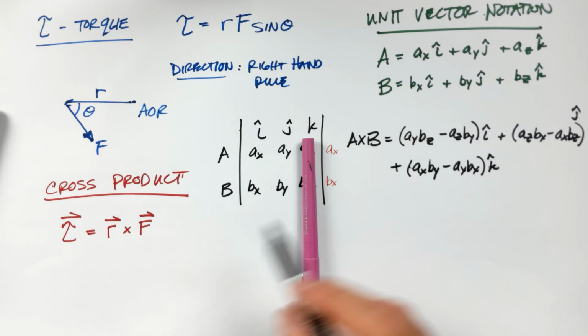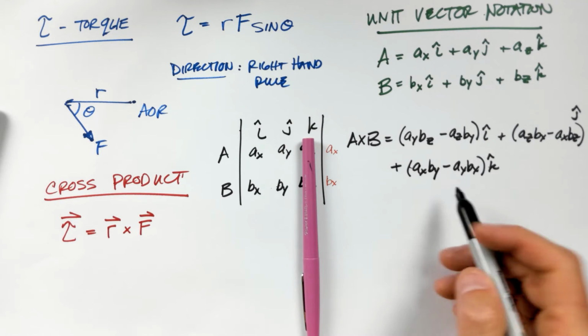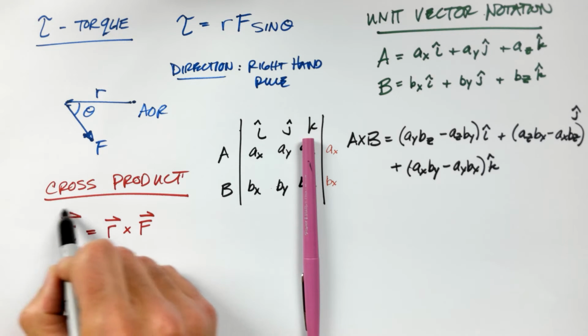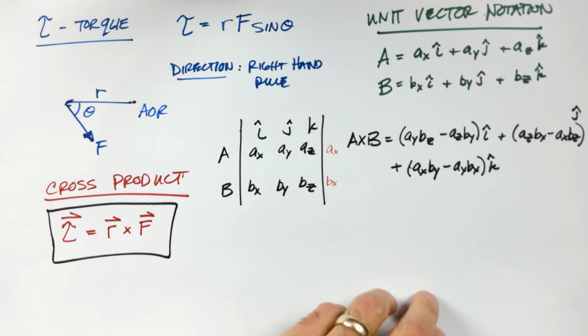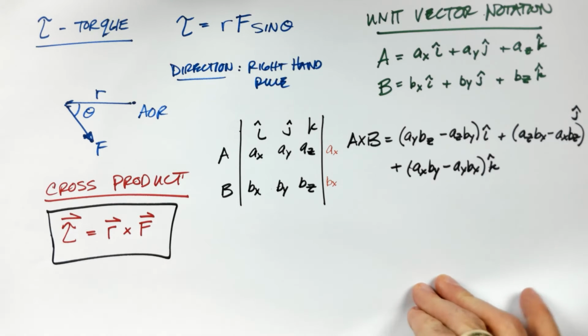And so this allows you to do it all in one shot using unit vector notation, and you can actually get a value that gives you, all in one shot, the magnitude and direction of the torque associated with a three-dimensional force on a three-dimensional vector. Okay, let's look at a problem example here.